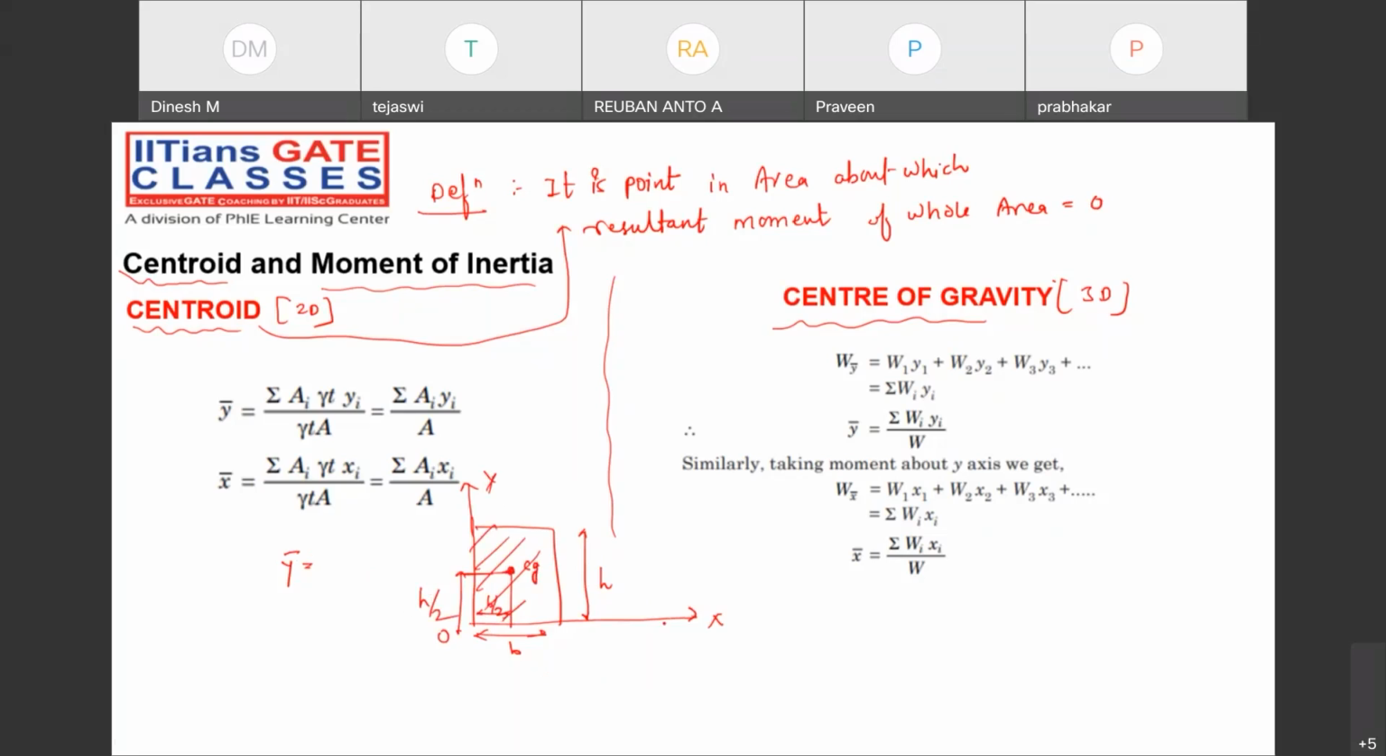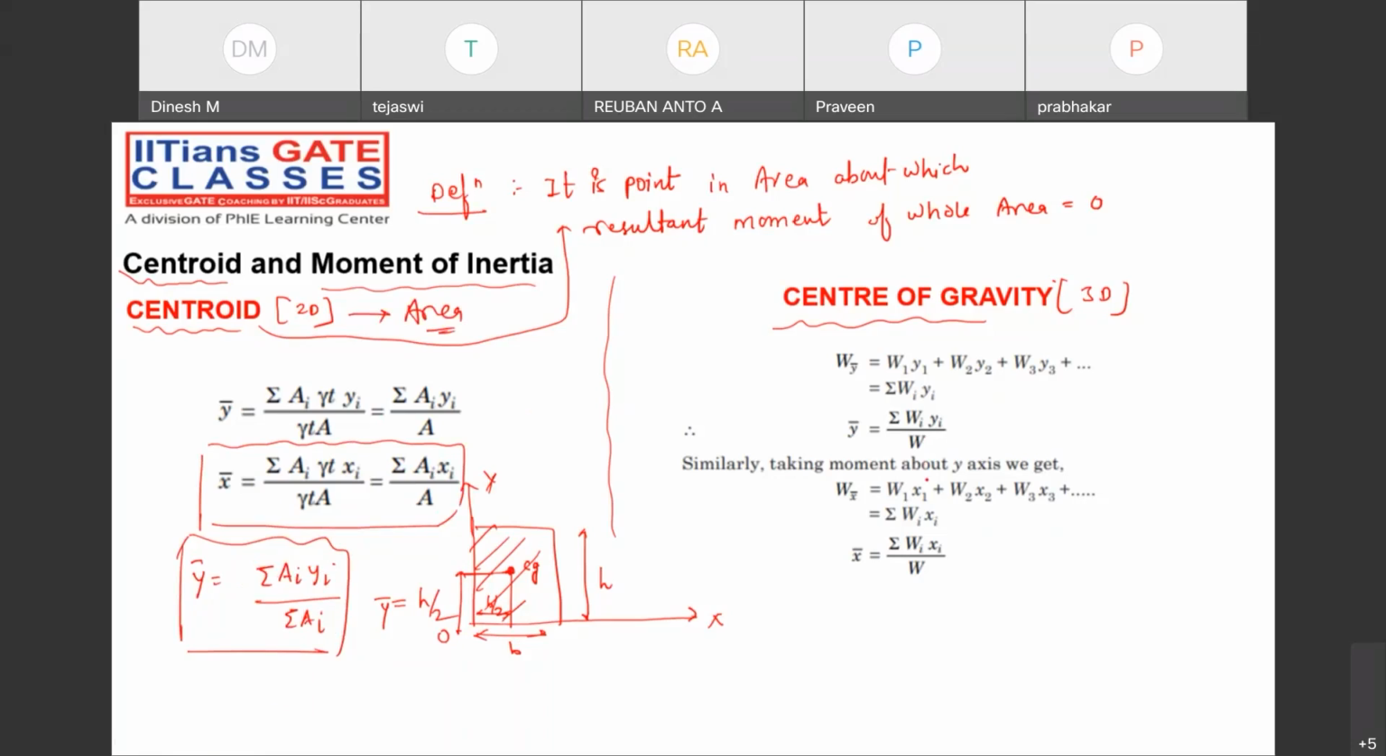And suppose multiple bodies are being connected, then how to find Y bar? Summation of Ai Yi divided by what? Summation of Ai. Note down, we will come to know through problem. Similarly, we can find X bar also by this particular formula. Remember, it is valid for area.